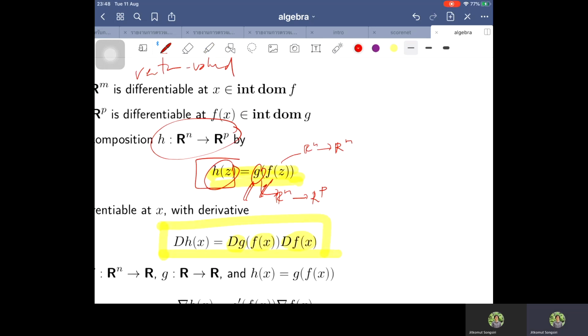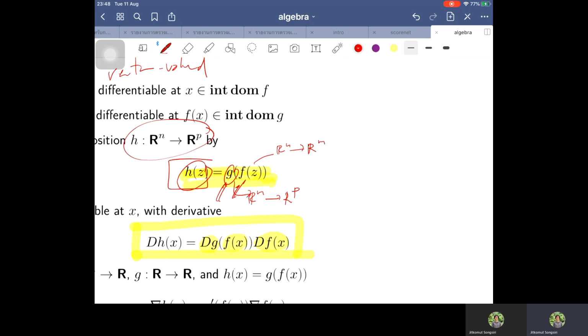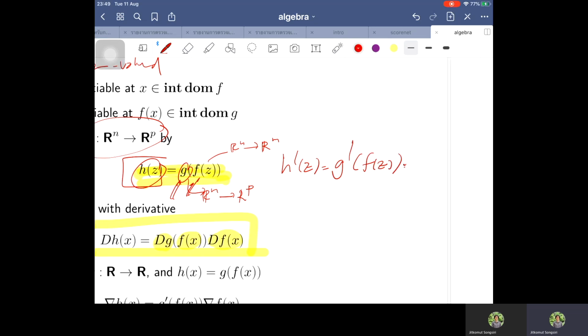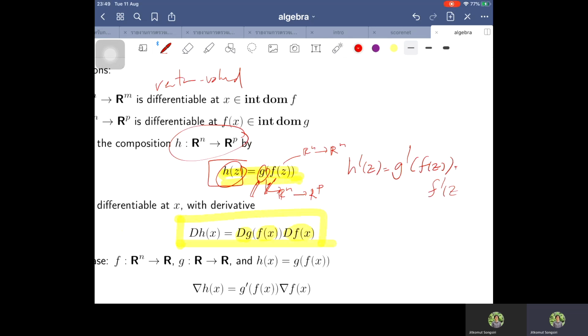Just like what we learned in calculus, when things are functions of one variable, everyone knows that the chain rule is this, right? Now we just realize that g prime becomes the Jacobian matrix evaluated at f, and f prime is extended to the Jacobian matrix of f.